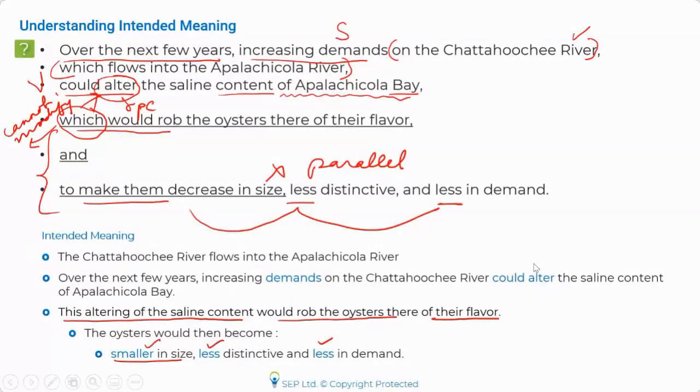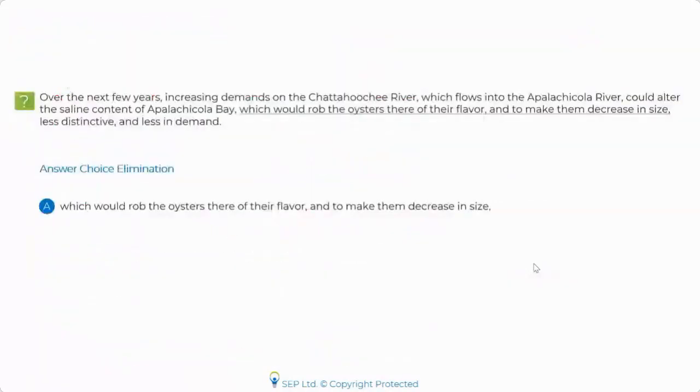Okay. So with that understanding, we know that A is incorrect. All right. A is incorrect because which is modifying a verb, and that is not correct. B, and it. Now this it will refer to what? This it will refer to, let's see. And it would rob the oysters. Now it is what? The saline content, or is it the bay?